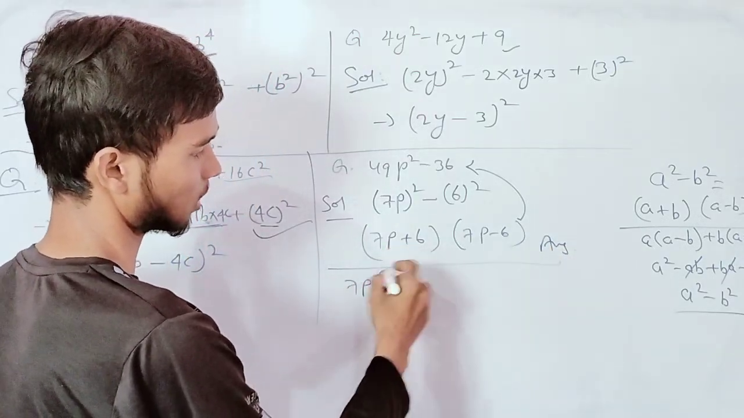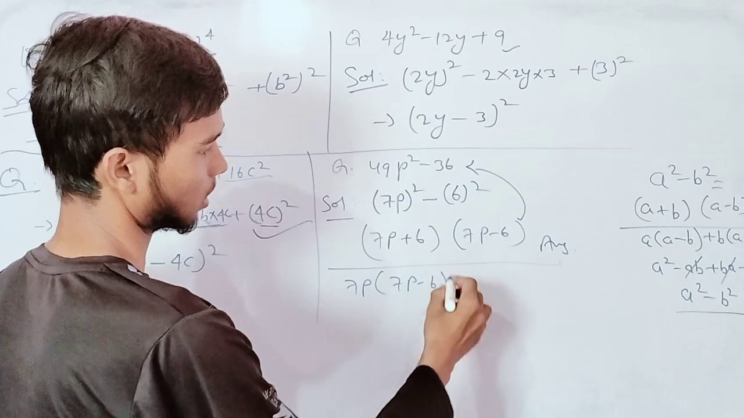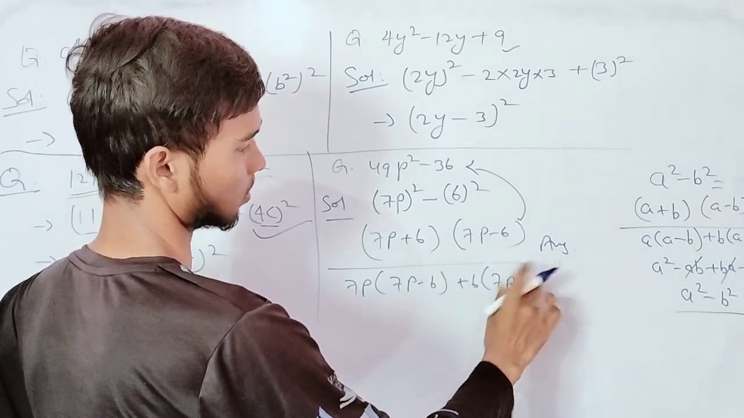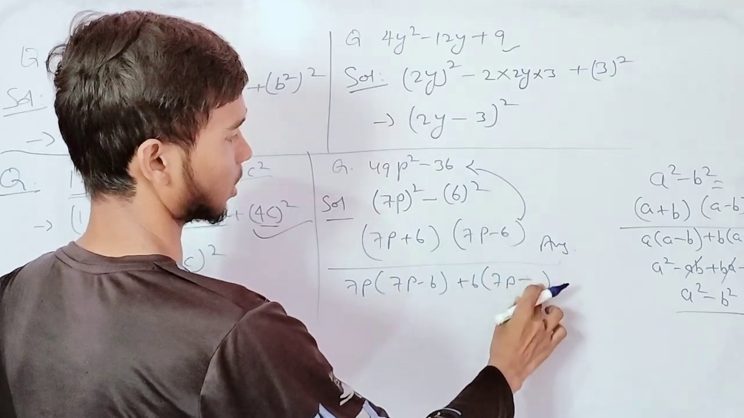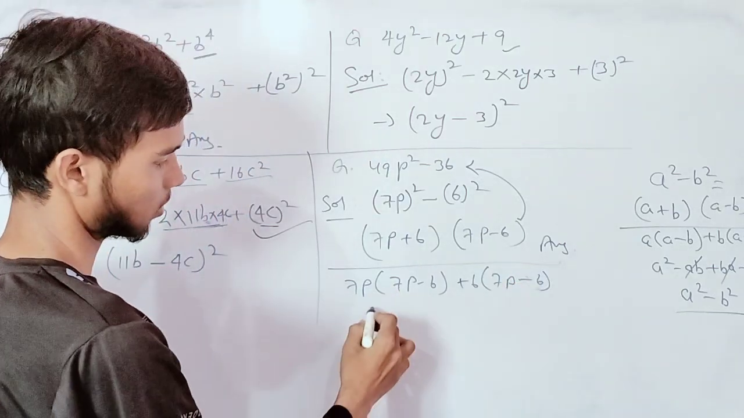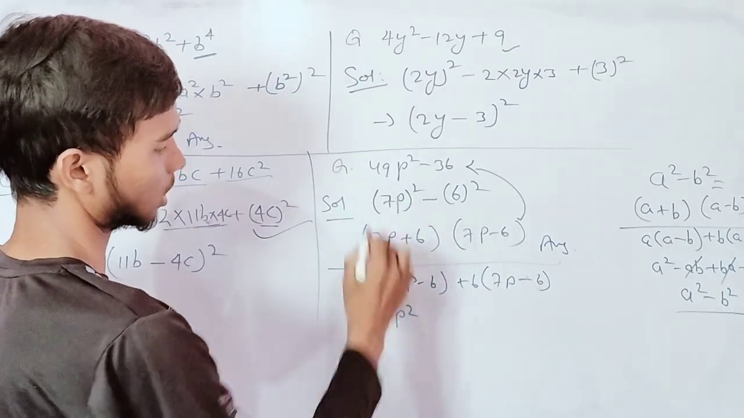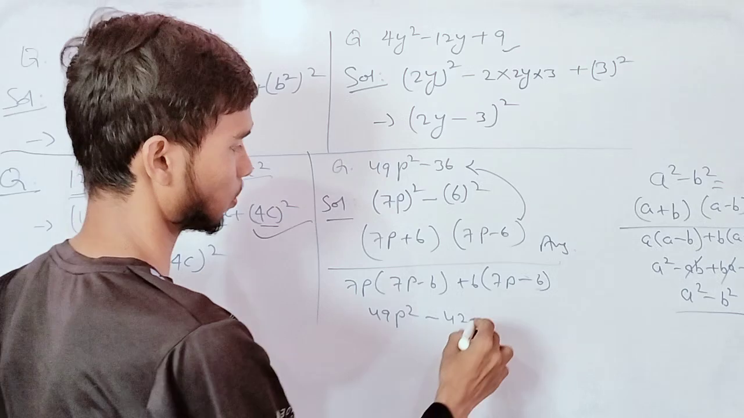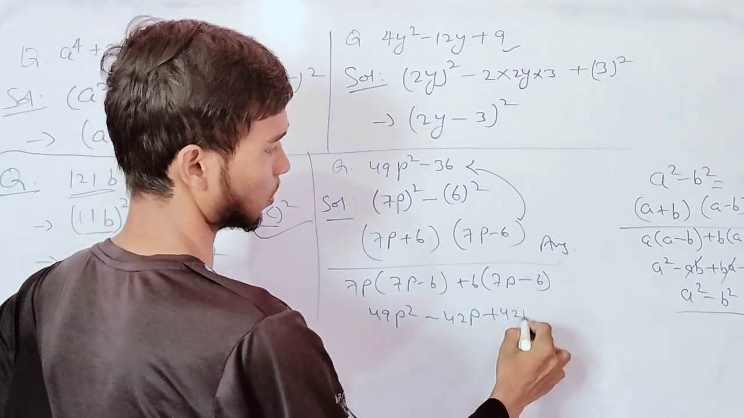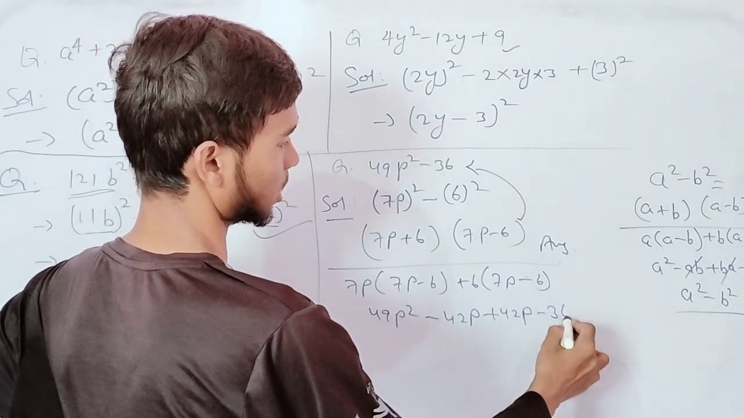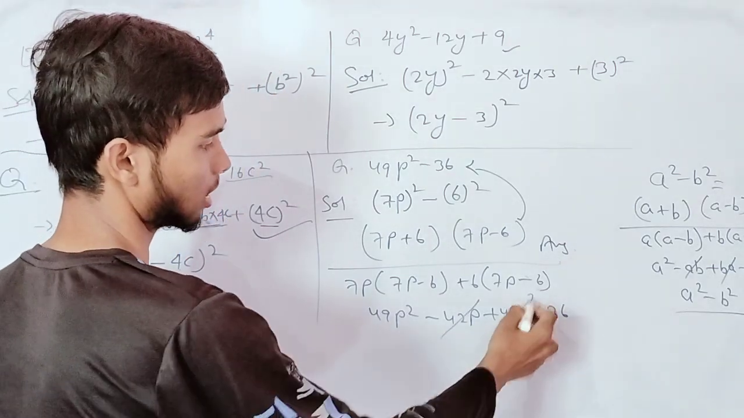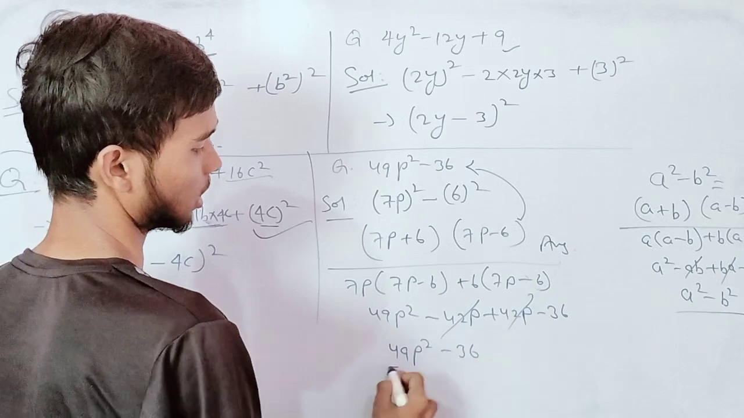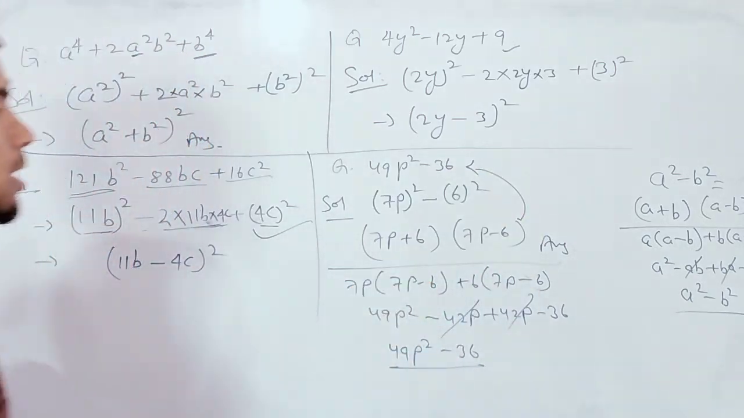7p can be written as 7p minus 6 plus 6, 7p minus 6. Just multiply. 7 times 7 is 49p square. Yes, you are getting this. Minus 42p plus 42p minus 36. Now you can see this will cancel. You are getting 49p square minus 36. This is equal to this. That's why this is correct. Clear?